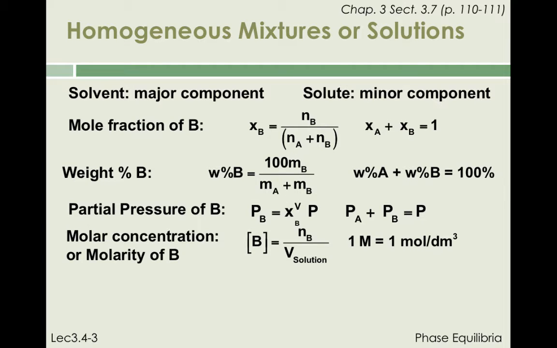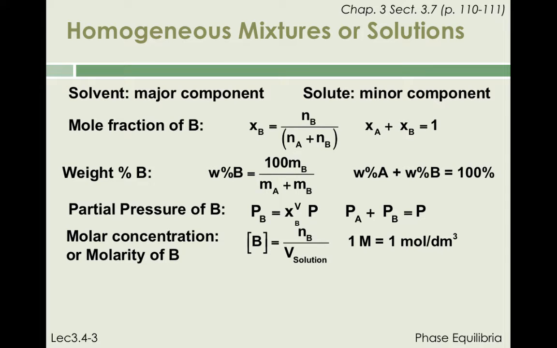Another measure of the composition that is often used in chemistry laboratories is the molarity, or the molar concentration, of the various solutes in solution. The molarity of a solute B is defined as the number of moles of B per liter of solution. We say that a solution is 1 molar in B when the solution contains 1 mole of B per liter of solution.